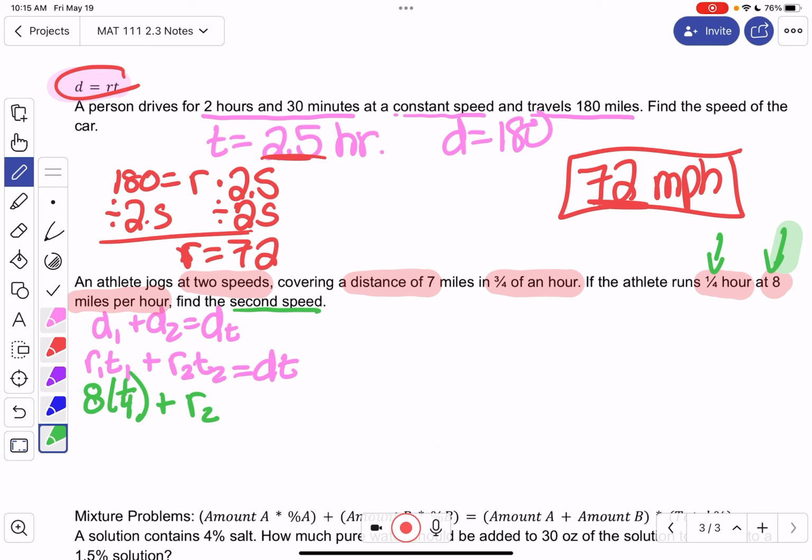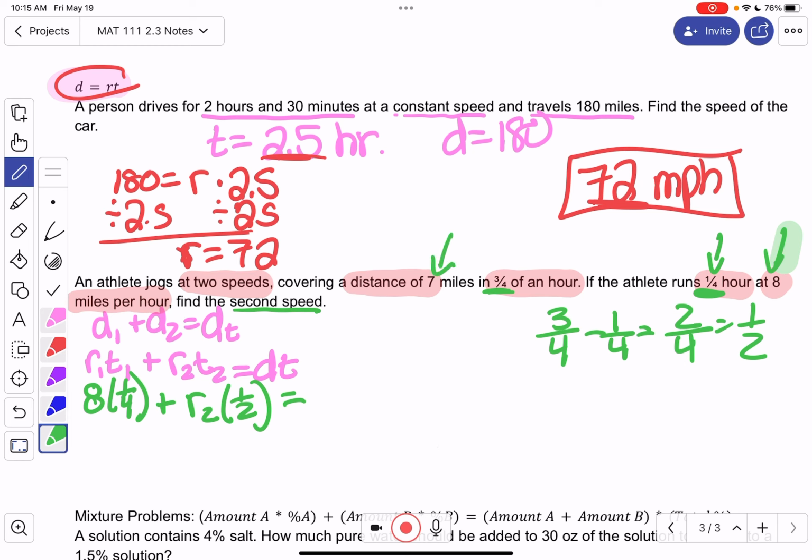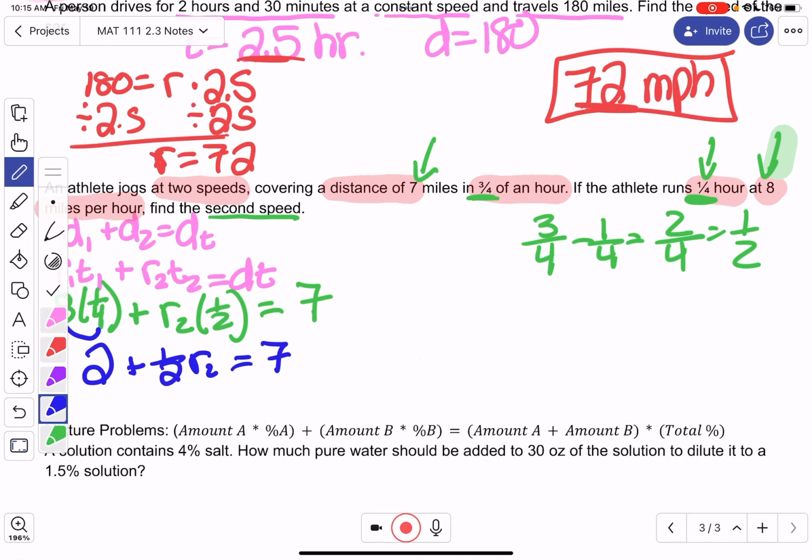Now, technically, it's not listed, but if we know the total time is 3/4 and we've already run 1/4, if I subtract those, I get 2/4, which is the same as 1/2. So we know the second time is 1/2. And then our total distance is 7 miles. So I can plug that in. Now that I have an equation, I can solve it. So 8 times 1/4 is 2. 1/2 times r is still 1/2 times r. And then we have the 7 over here.